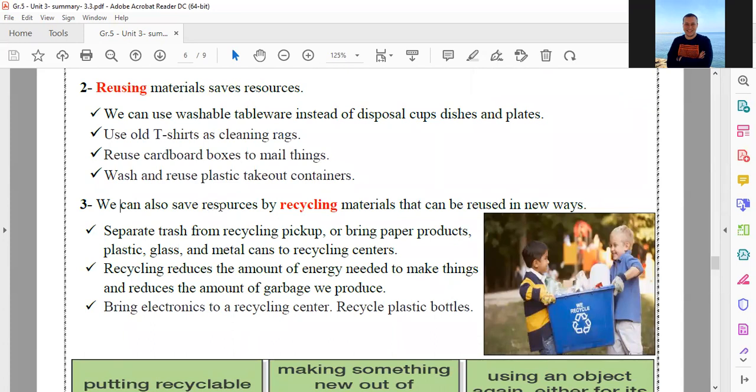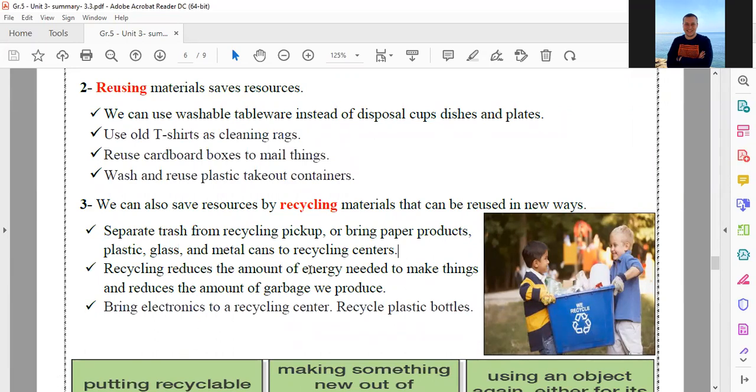We can also save resources by recycling. Recycling means turning old things into new ones that can be reused in new ways. Like what? Separate trash from recycling pickup or bring paper products, plastic, glass, and metal cans to recycling centers. So the trash can in our house, we can divide it into parts. We will put apart the paper products, plastic, glass, and metal cans to give to a recycling center to recycle this stuff again.